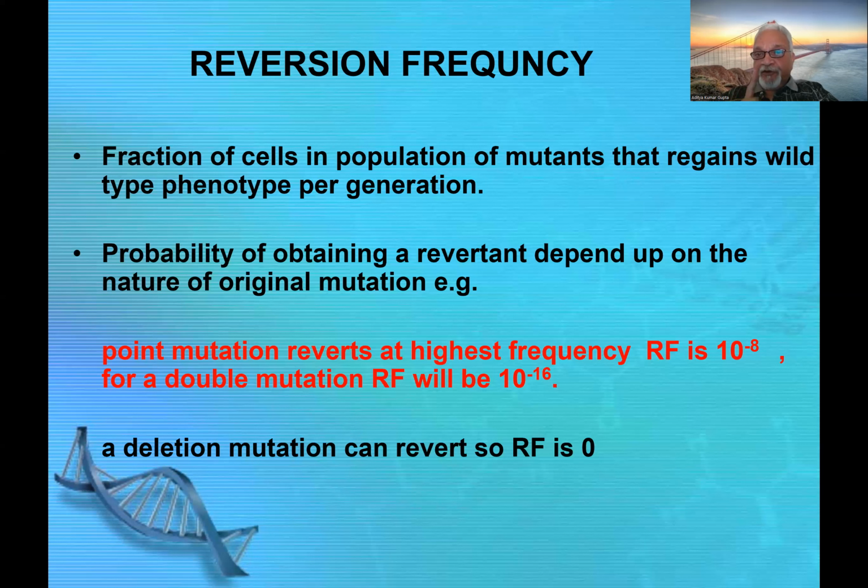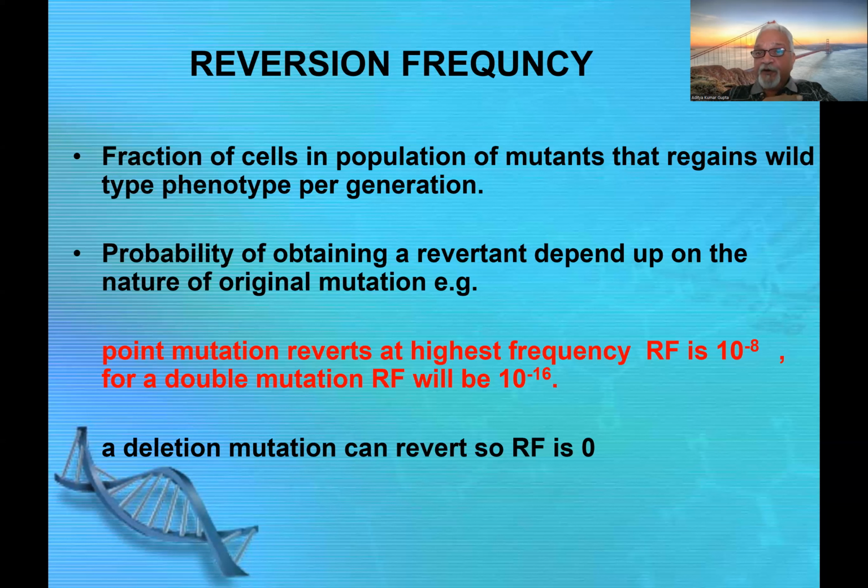So the reversion frequency, if it is 10 to the power minus 8, it means it involves only a single change. But if the reversion frequency is 10 to the power minus 16, it means it is involving two nucleotides, because it is the double. The reversion frequency is doubled. Why? Because two nucleotides are involved.